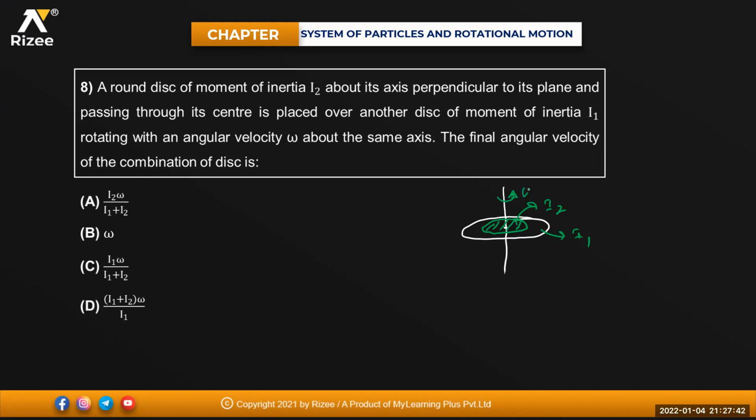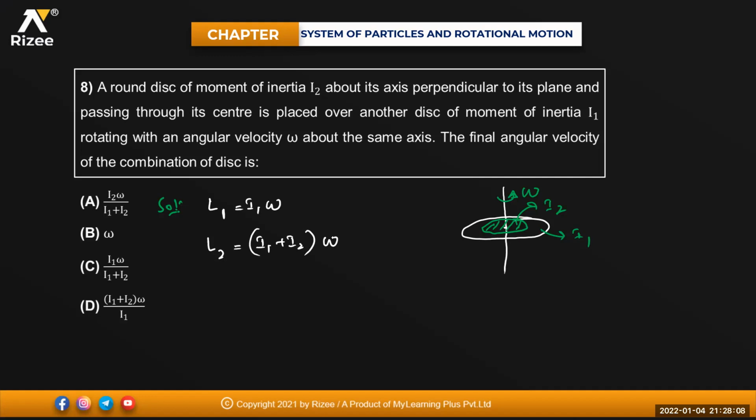Rotating with the same angular velocity omega. Final angular velocity of the combination will be equal to how much? As there is no external force acting on the system, beta, angular momentum is said to be conserved. Initial angular momentum L1 will be equal to I1 into omega. When the second disk is kept, L2 will be equal to (I1 plus I2) into omega.